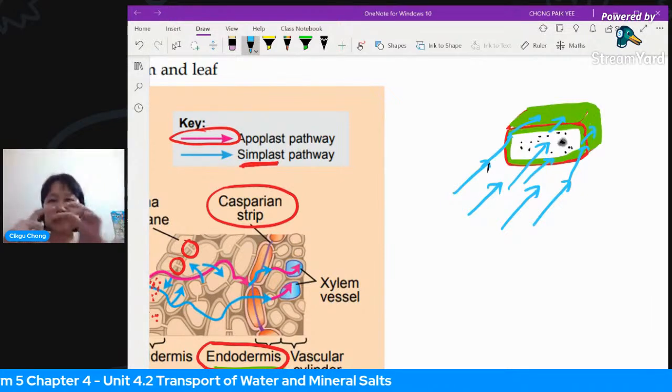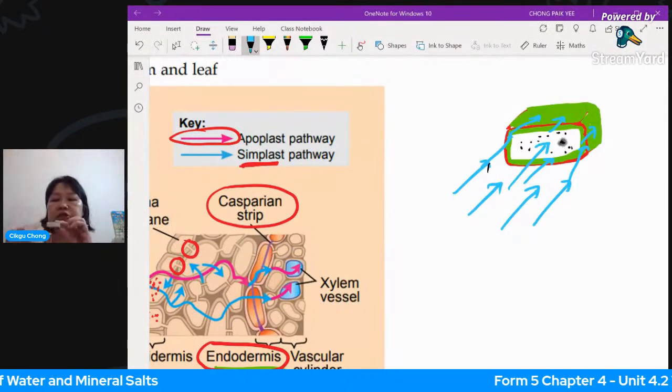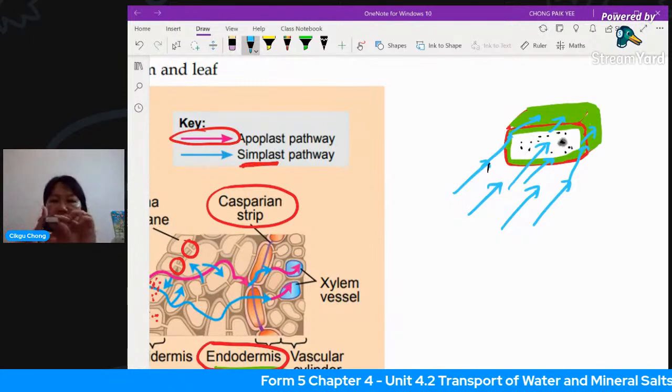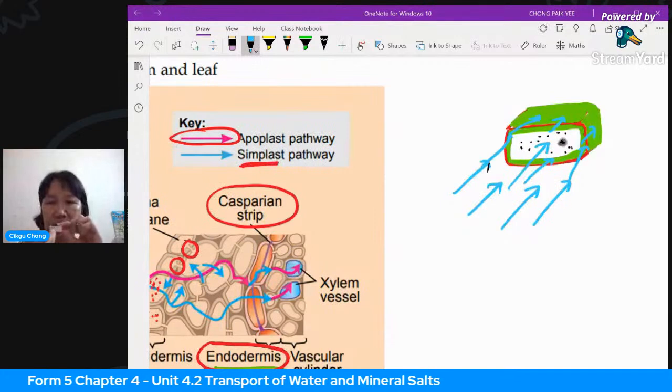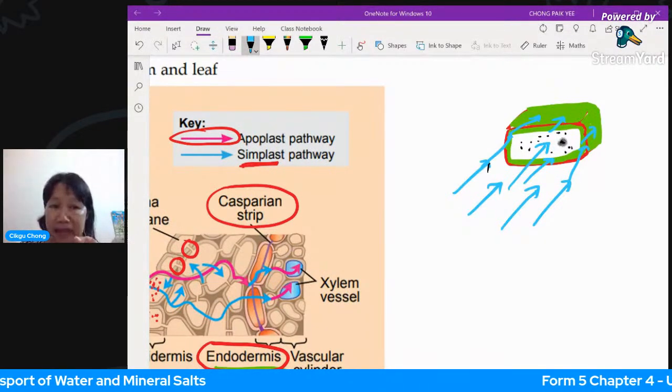That means the outer shell there. It passes through all the outside here, and here. It doesn't go into the cell. Okay? And then what happens is at the endodermis, there is a layer called the Casparian strip.